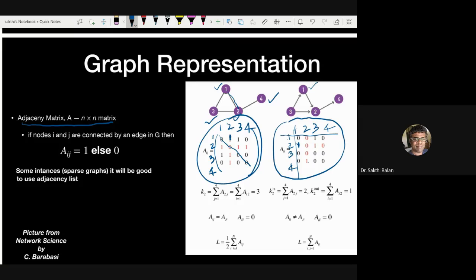So in the case of an undirected graph, if Aij is equal to 1, then Aji is also equal to 1, right? So Aij is equal to Aji, and Aii will always be 0, right? And in the case of the directed graph, Aij need not be equal to Aji, and Aii will always be 0, right? So that is the important thing.